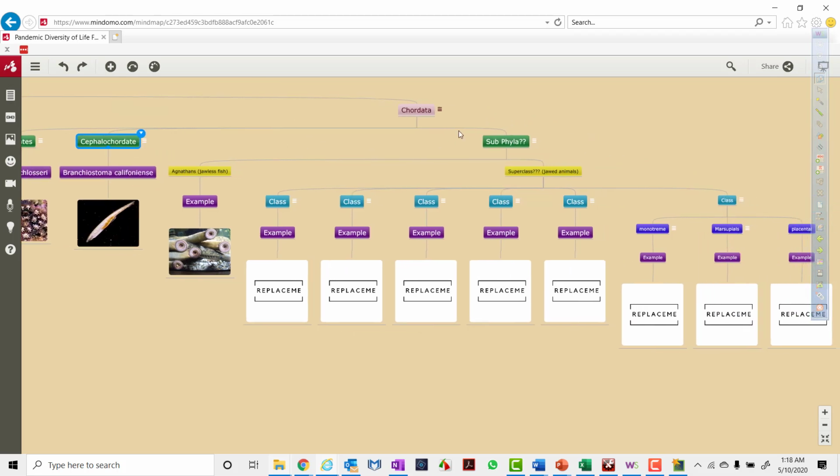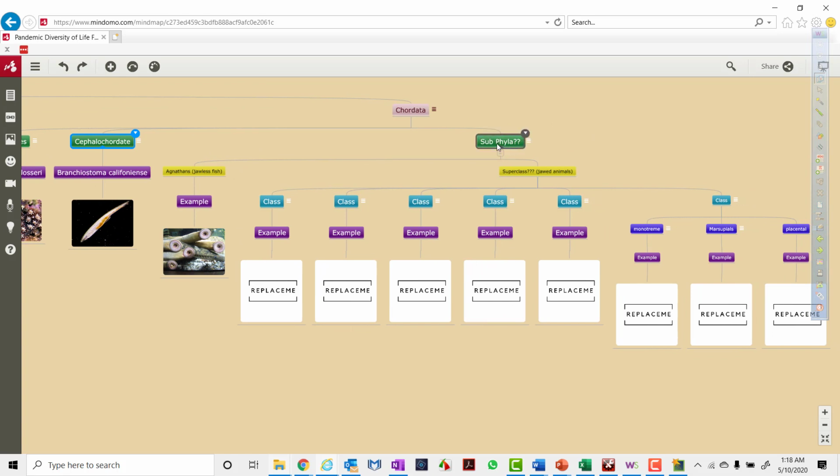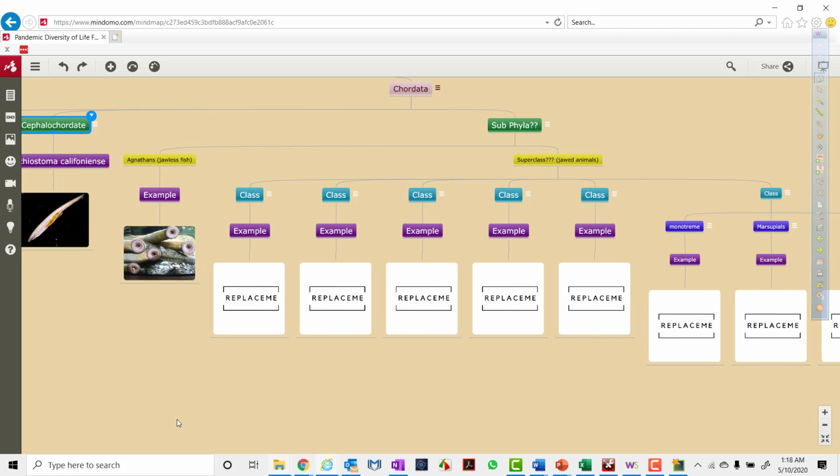And the third one is, what is it? So you have to look at my notes to figure that out. So it's missing, you got to put it in. And then in this subphylum here, there are 2 superclasses. One is the agnathans, which are your jawless fish. So these are fish without jaws.